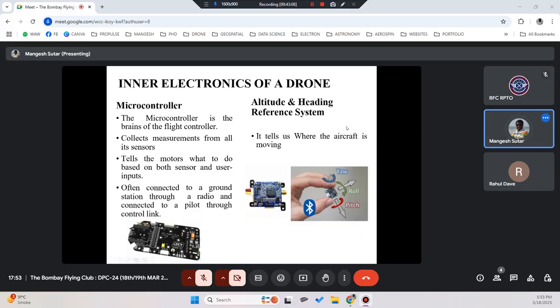Apart from the microcontroller, there are other small circuitries and components, like the attitude and heading reference system. This tells which side the drone is facing, the front side or the back side, and based on that it will know the direction of pitch forward, pitch back, roll right, roll left, or yaw motions. We will know this from this particular circuitry, which is called the attitude and heading reference system.